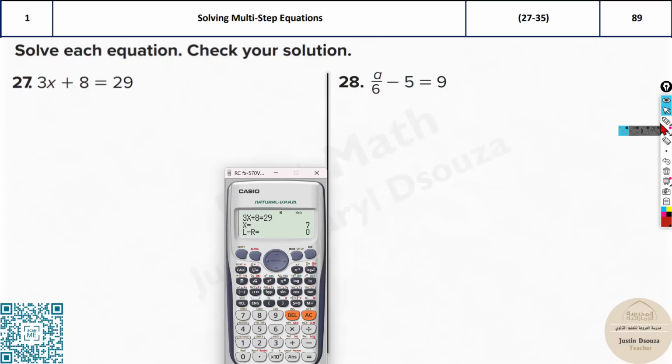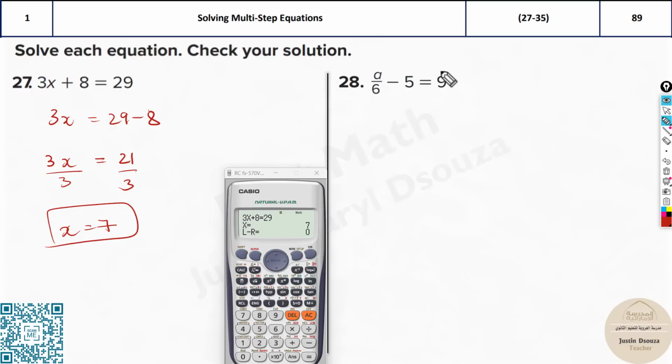It's 7. Let me do it by writing as well this one question. All you need to do is keep x at one side and solve all the things to the other side. So 8 moves to the other side, becomes minus. So here you have 29 minus 8 is 21 basically. And this is 3x itself. Divide both the sides by 3. X will be equal to 7.